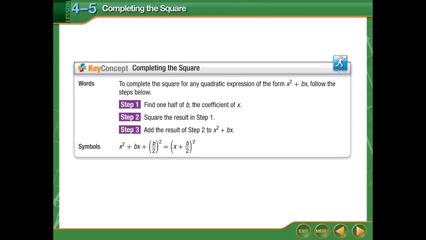Okay, so this will be part 2 of the 4.5 video on completing the square. Now we're going to look at how to complete the square to solve a problem involving a trinomial. So here's the key concept.